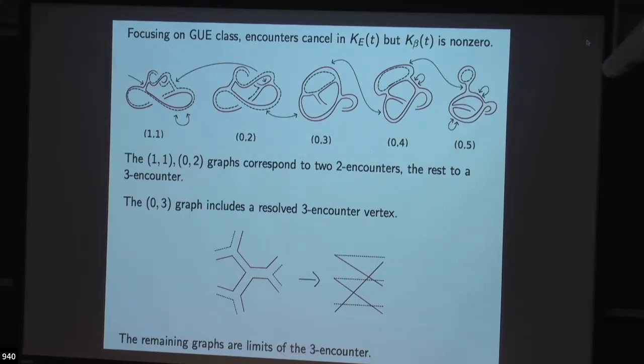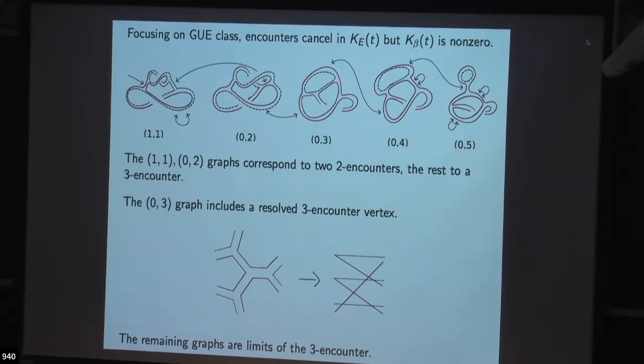So we saw that we needed to do something a little bit strange for the two encounter to translate these graphs into encounters. There's some graphs which aren't obviously part of the two encounter, but they were if you think about it hard enough. So let's now focus on the GUE symmetry class at genus 1. This is where we expect to find some correction to K_beta, where in K_E everything should cancel. So I've drawn all the graphs here. Well, not all the graphs, but all the graphs except you have to interchange black and red for some of these graphs to reproduce all of the graphs.